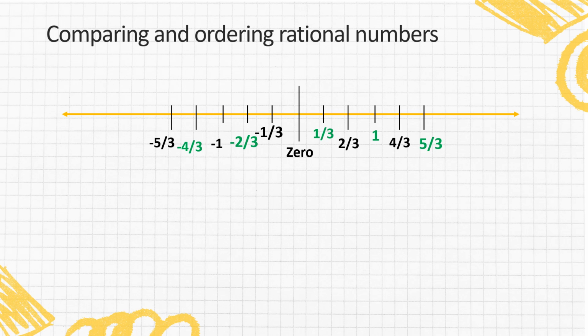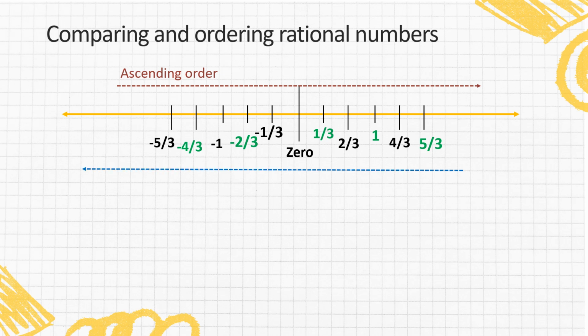Going to the right is the ascending order, coming from the smallest to the greatest. Descending order is the opposite. Coming from the right to the left is the descending order. It means coming from greatest to smallest.